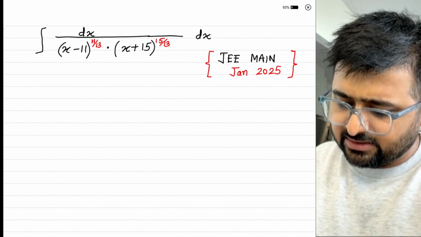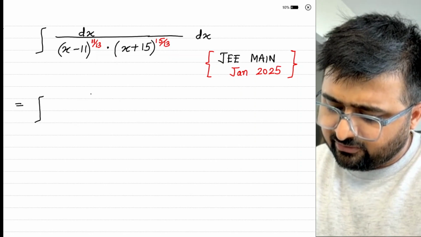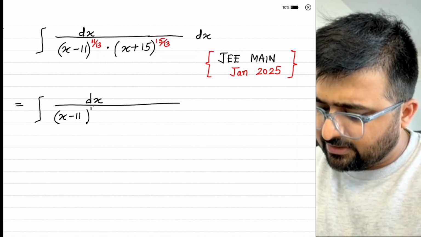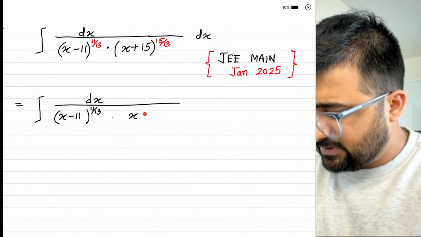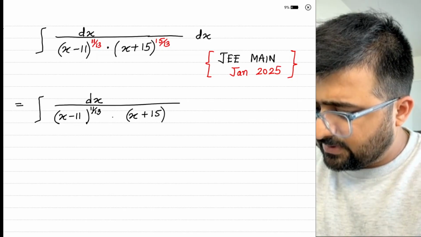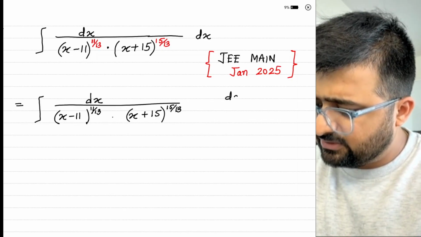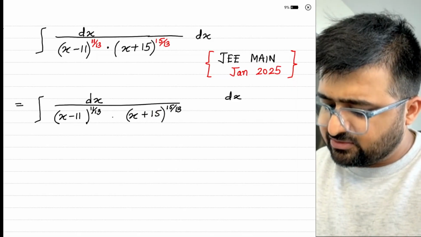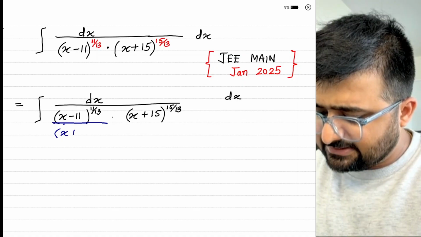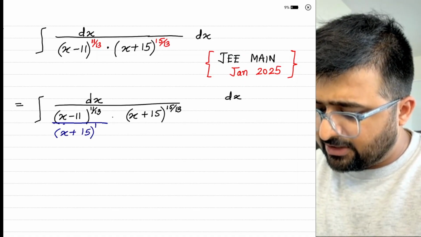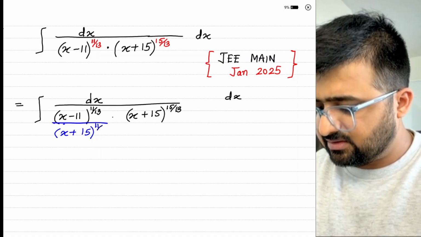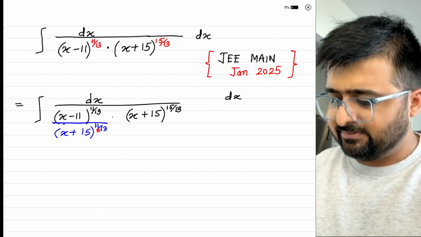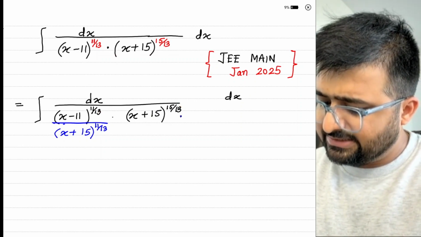Let me first write that integral down the way it is. So I have the integral of dx divided by (x minus 11) to the power 11 by 13 times (x plus 15) to the power 15 by 13, and obviously with respect to x. So what you do is, let's say I pick x plus 15 as the base. So you divide by (x plus 15) to the power, and take the power as 11 by 13. Okay, so pick the base from the second term and the power from the first term, and multiply and divide by that term that is generated.